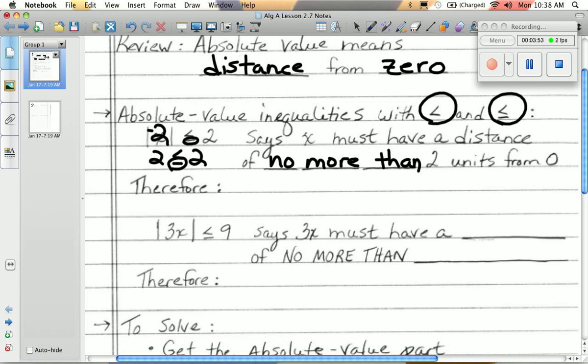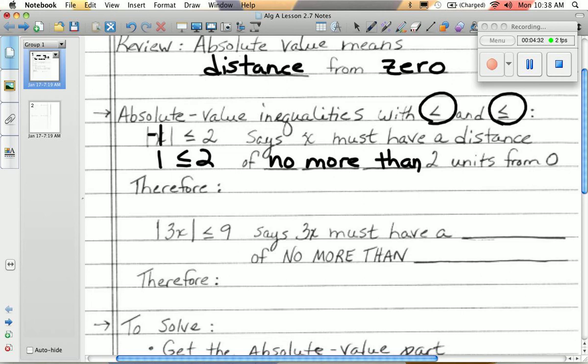Can anybody give me any other numbers besides negative 2 and positive 2? How about 1? If we put 1 in there for x, now we would have the absolute value of 1. How far is 1 from 0? 1 unit away. Is that a true statement? Yes. Is 1 less than 2? Yes. What if we made 1 negative? What's the absolute value of negative 1? Positive 1. It's 1 unit from 0. So again, we'd have 1 is less than or equal to 2. That's true.